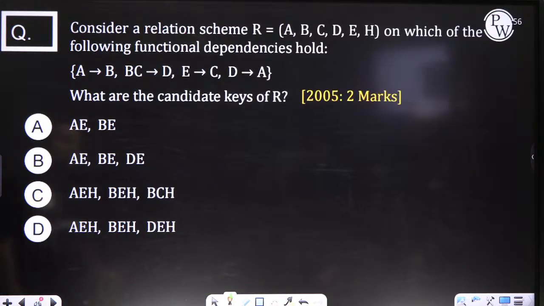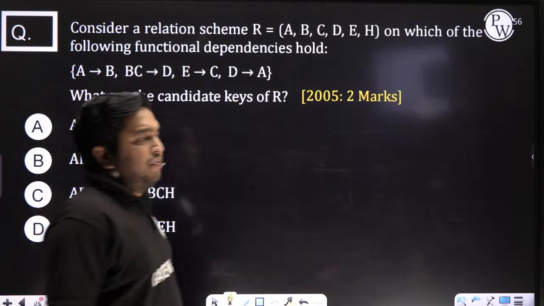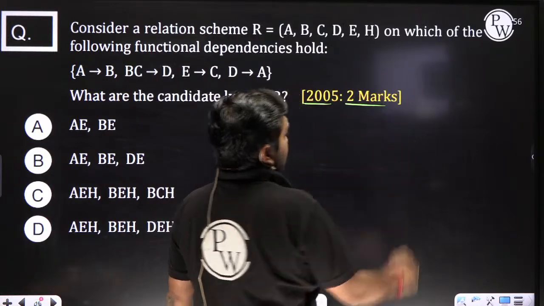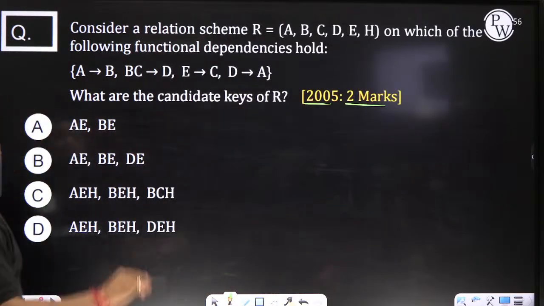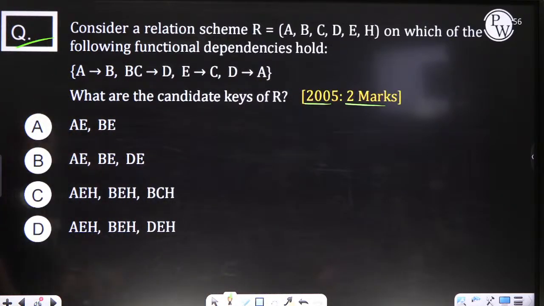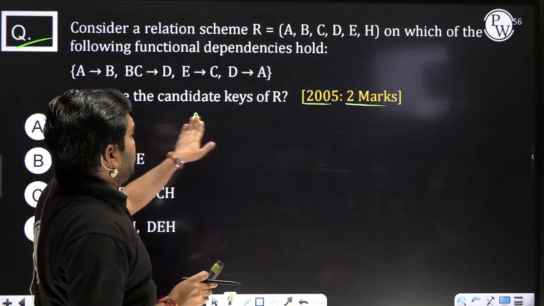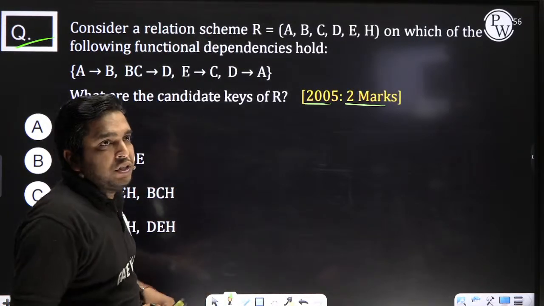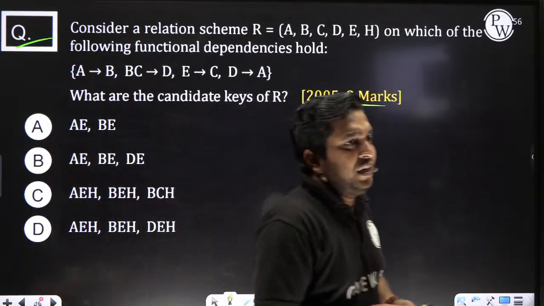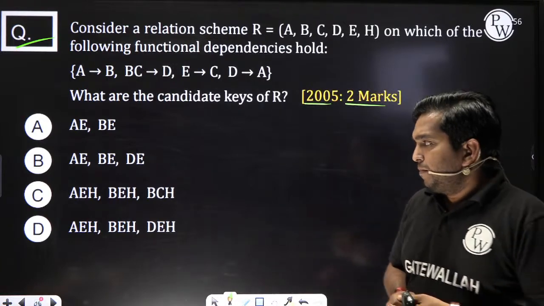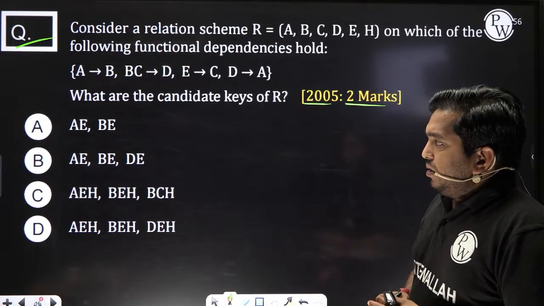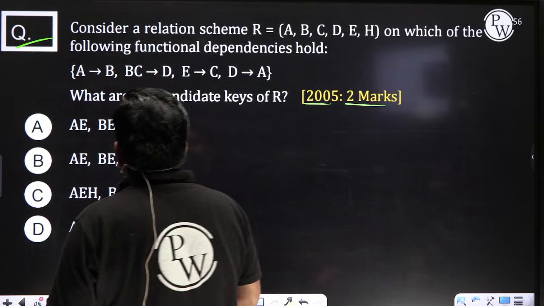Next question. This was asked in GATE 2005, 2 marks. Here FDs are given: A to B, B to C. Please tell me what is the correct answer. Because here you can see you can directly take an option. I am not forcing you. Like H is also present in the FDs.